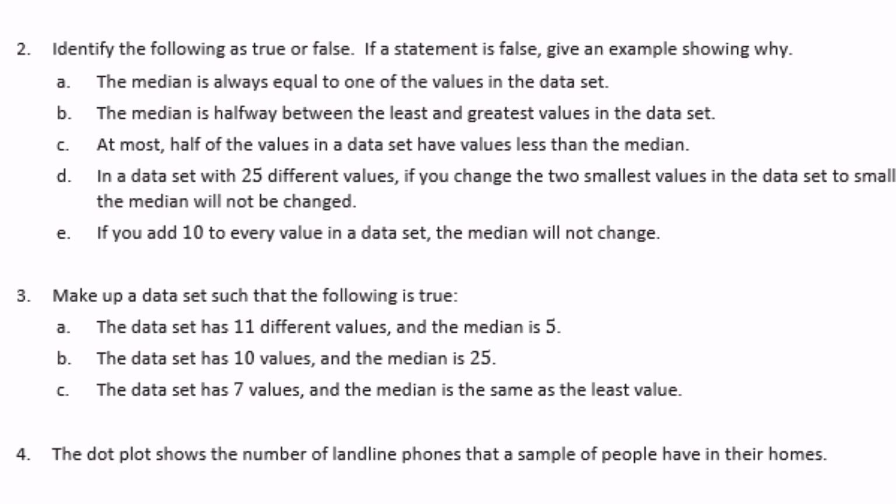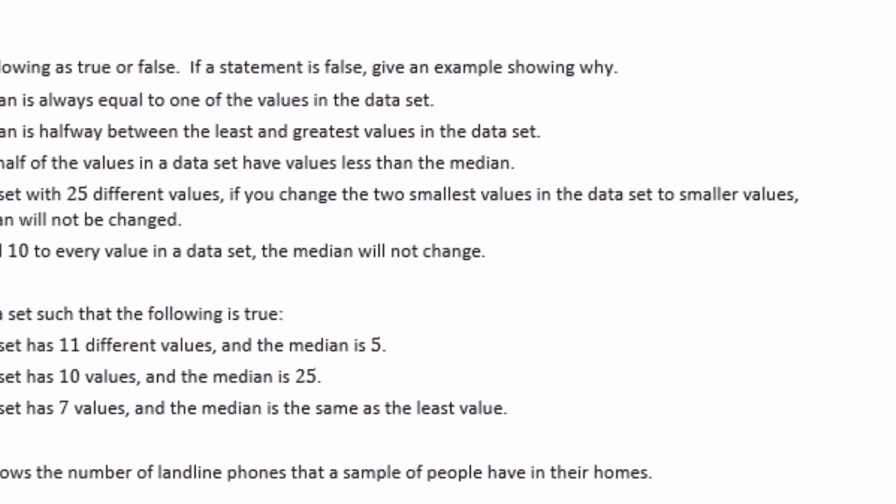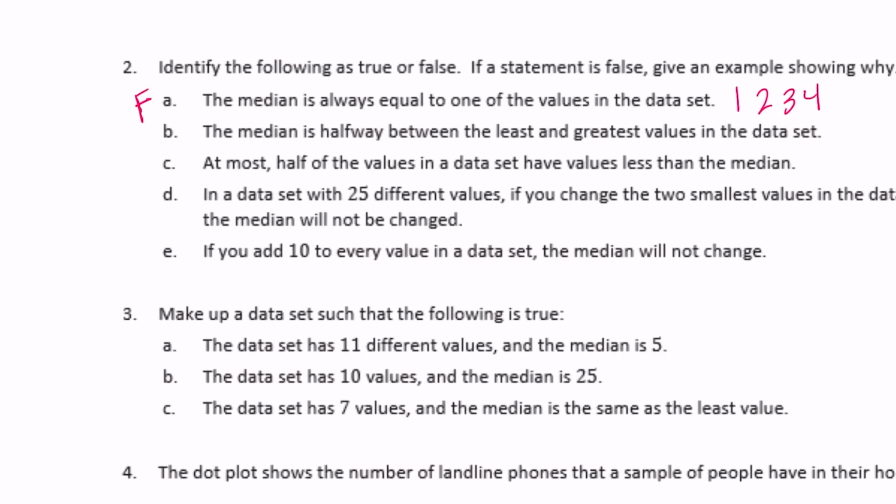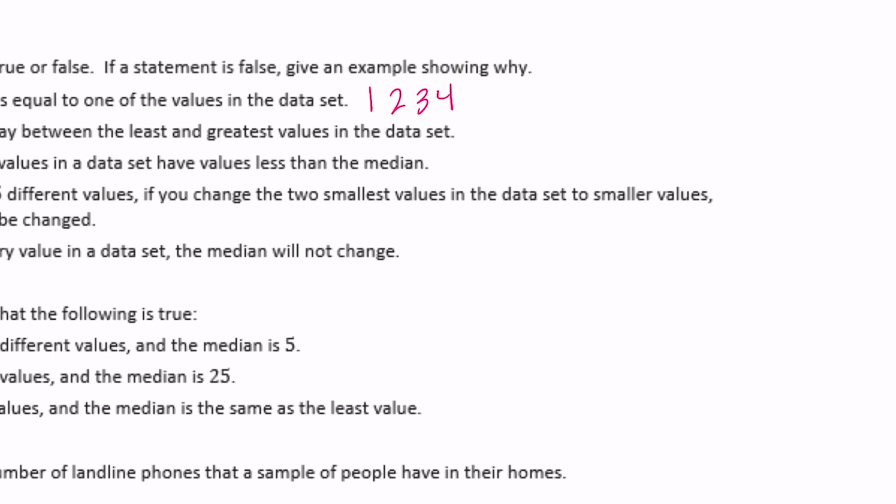Number 2, identify the following as true or false. If a statement is false, give an example showing why. A, the median is always equal to one of the values in the data set. So this is false, because if you have an odd or an even data set, then there isn't always going to be a middle number. So for example, if you had like 1, 2, 3, 4, so let's just go ahead and call that false. So false, because if we had 1, 2, 3, and 4, the median's right here in the middle. It would be 2.5.